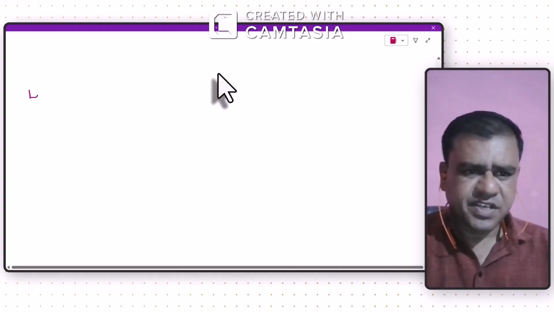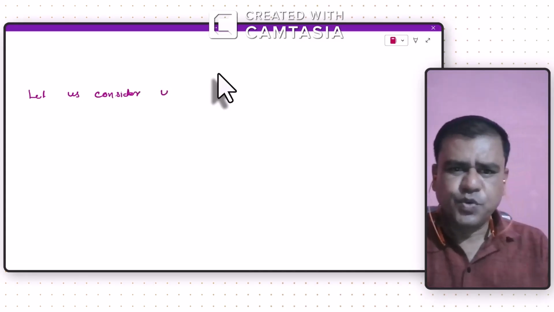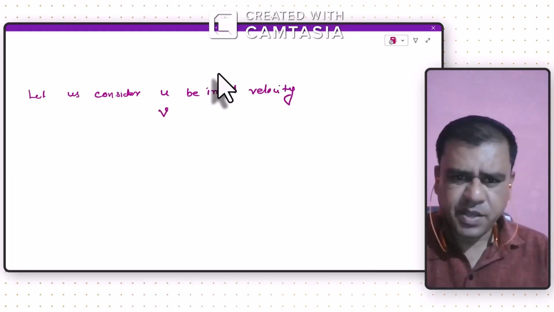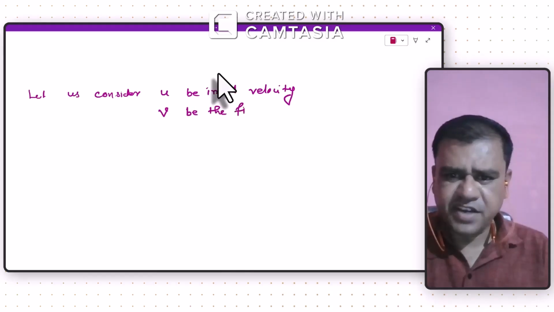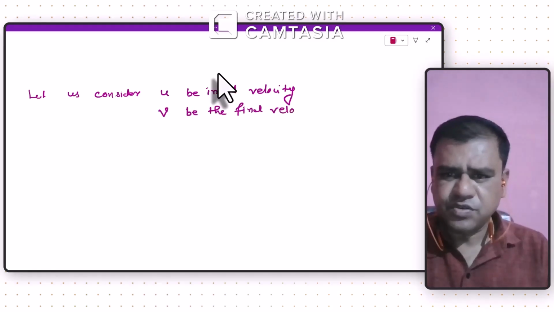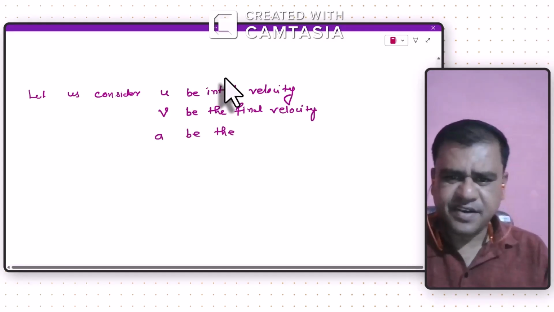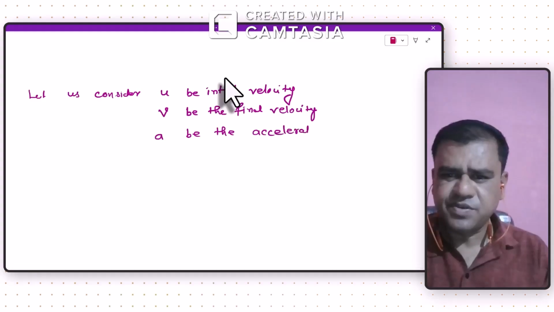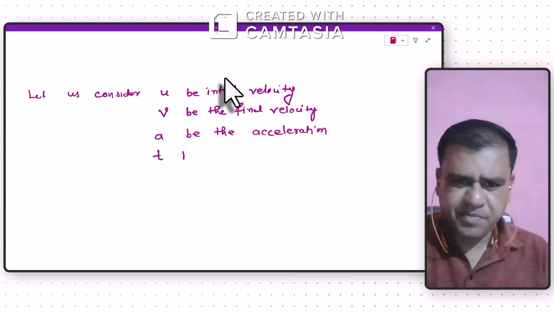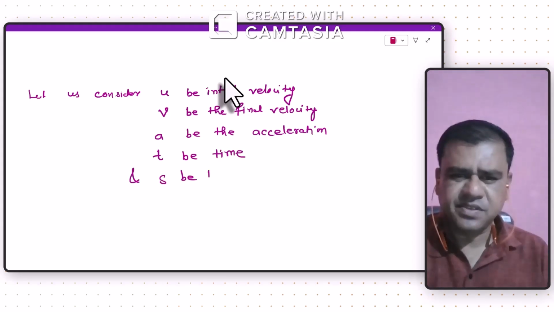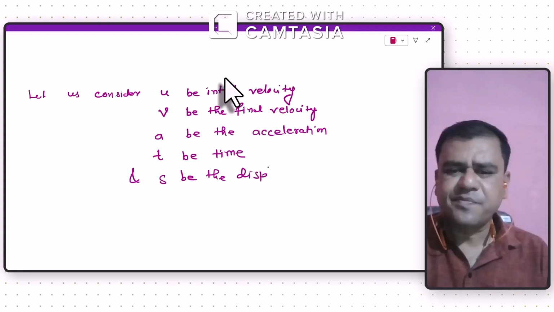Let us consider u be the initial velocity, v be the final velocity, a be the acceleration, t be the time and s be the displacement.